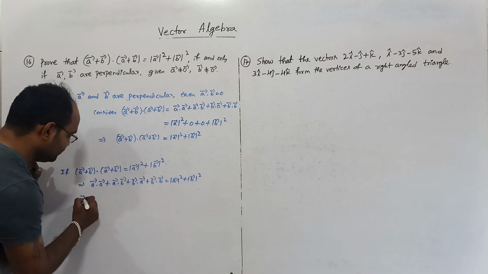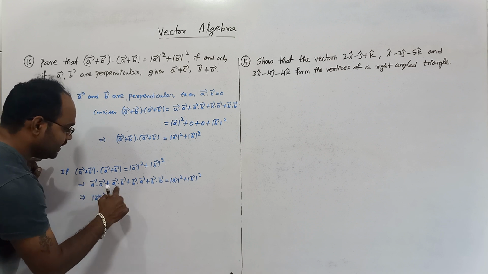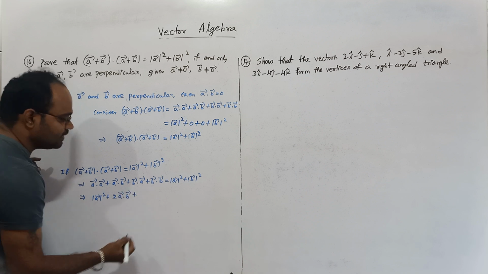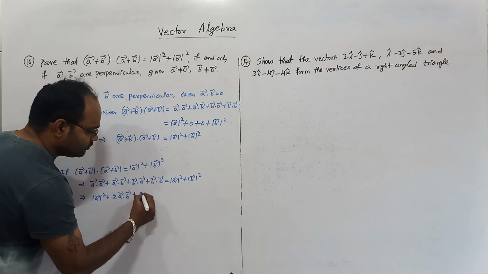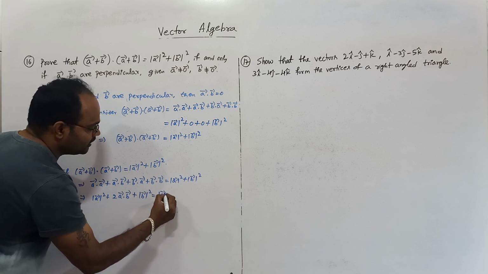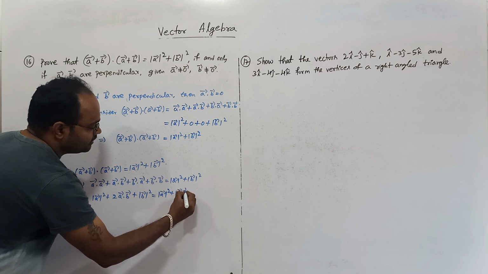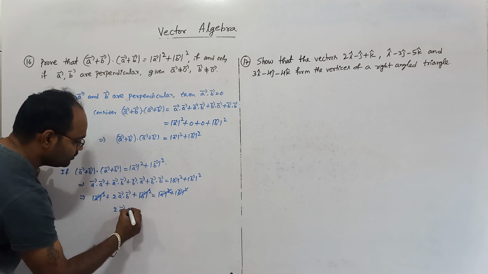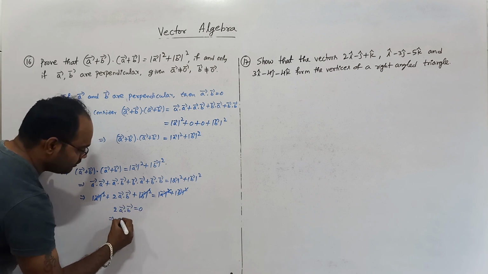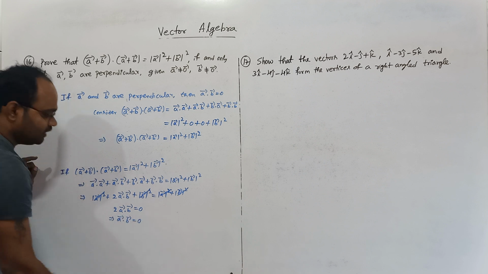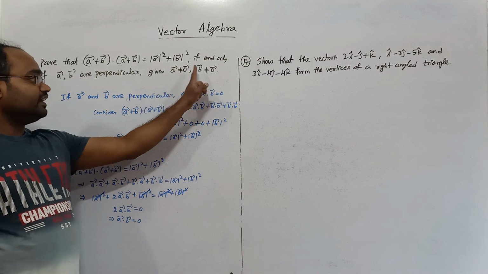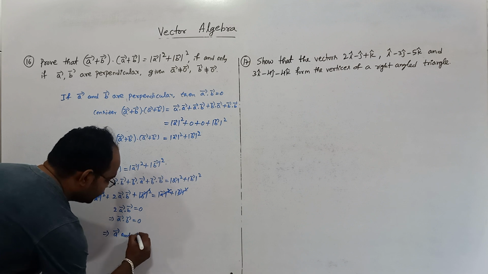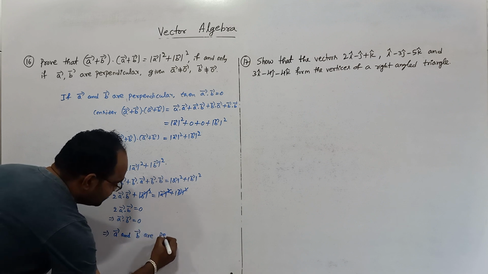So a dot a is magnitude a whole square. a dot b and b dot a are the same. So 2 times a dot b plus b dot b is magnitude b whole square, is equal to magnitude a whole square plus magnitude b whole square. These all cancel. You will get 2 times a dot b is equal to 0. So 2 cannot be 0. This implies a dot b is 0. Given that a and b are non-zero vectors, this implies vector a and vector b are perpendicular.